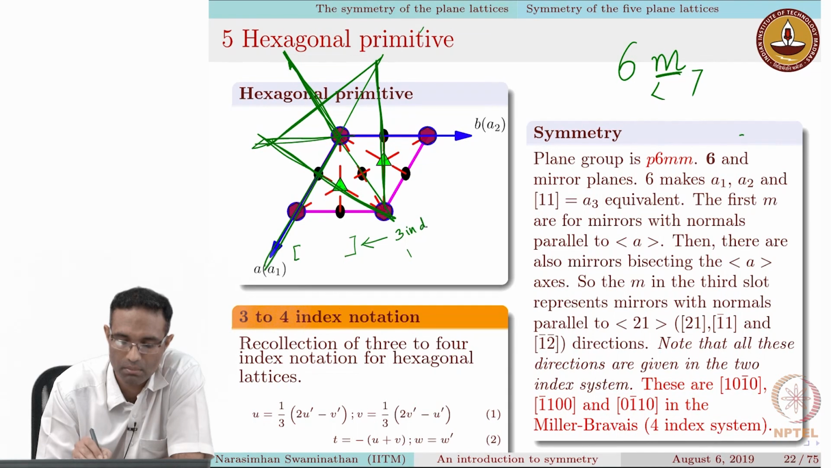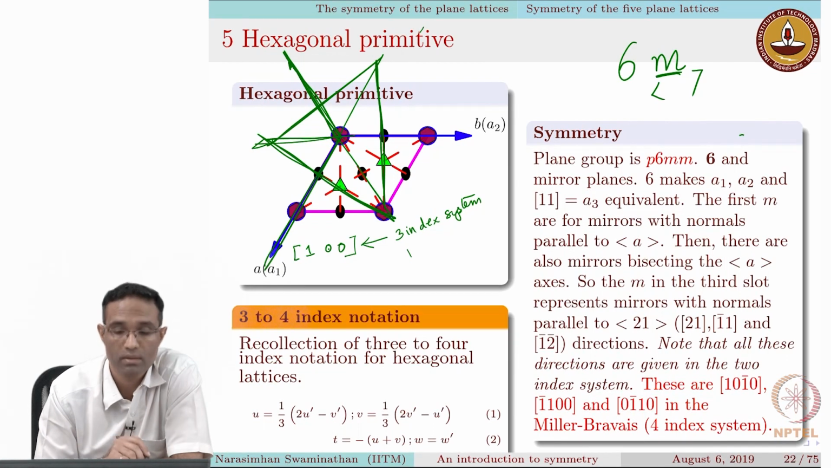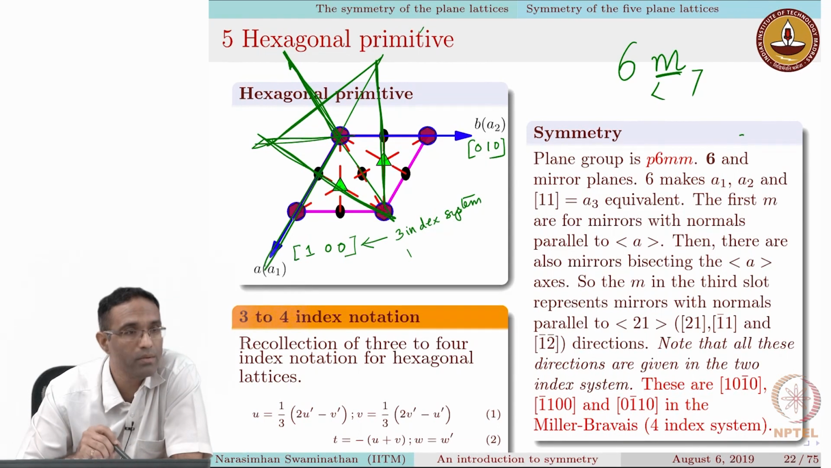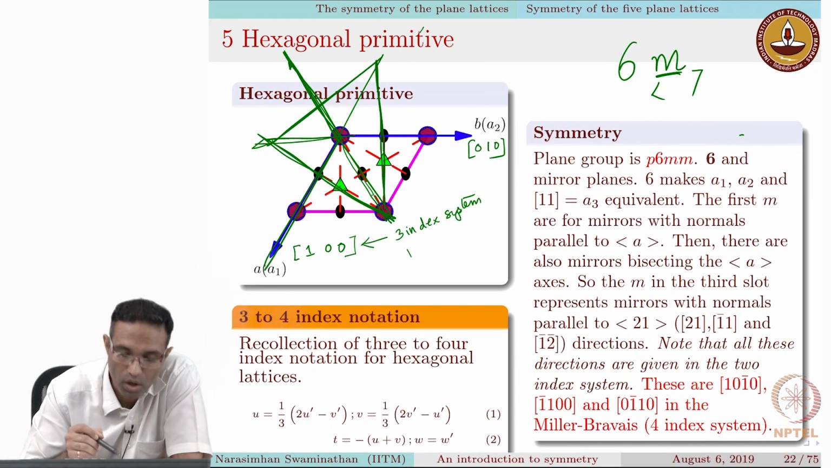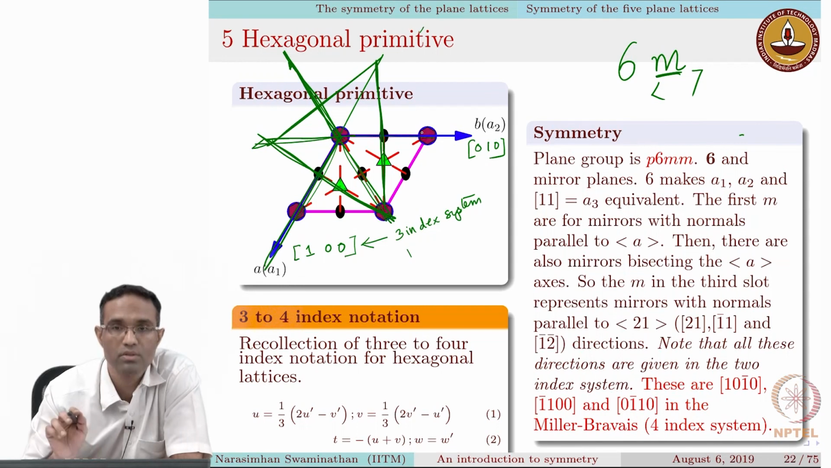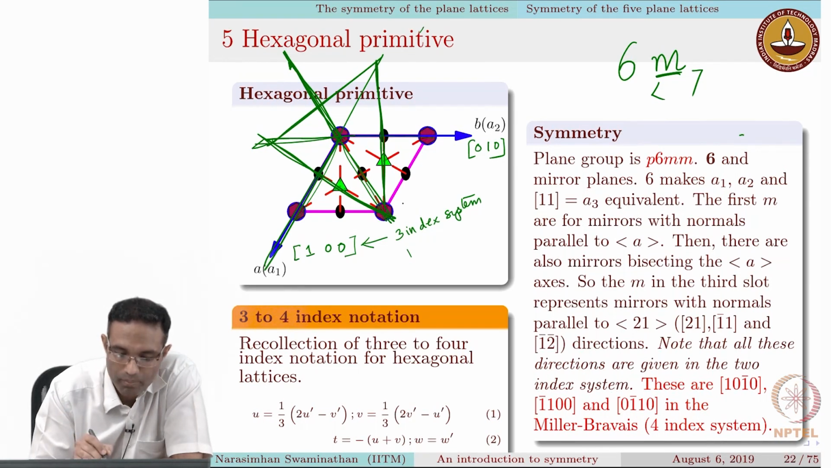Maybe in the 3-index system. 1, 0, 0, right? And this one is 0, 1, 0, right? However, just a quick recap, I told you that this direction is also equal to this direction, these two directions. There is no difference. What is this direction in the 3-index system? 1, 1, 0. This corresponds to the C axis, right?